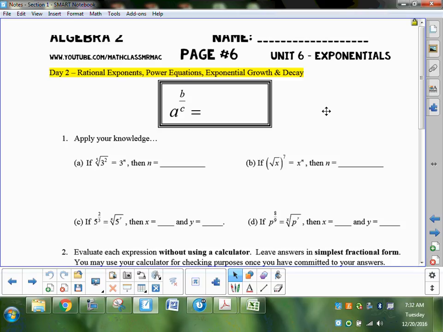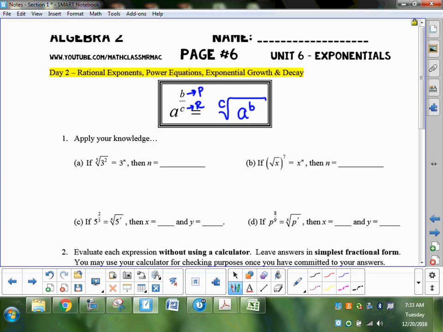Taking a look at what's here, we're going to start off the day with pretty much one of the most important things that you can get from this class. And it has to deal with what a rational exponent is. If I have some base a raised to the b over c power, what that means is this number right here indicates your power. This number here indicates your root. So this would be the c root of a raised to the b power.